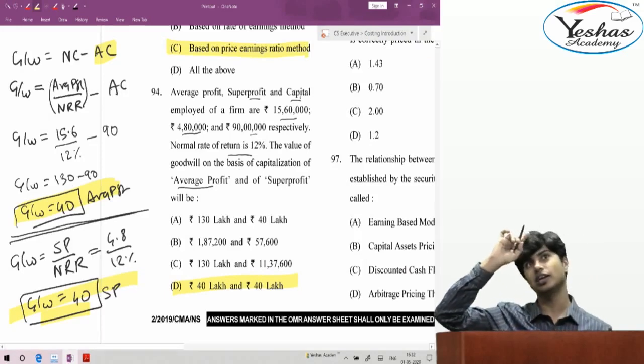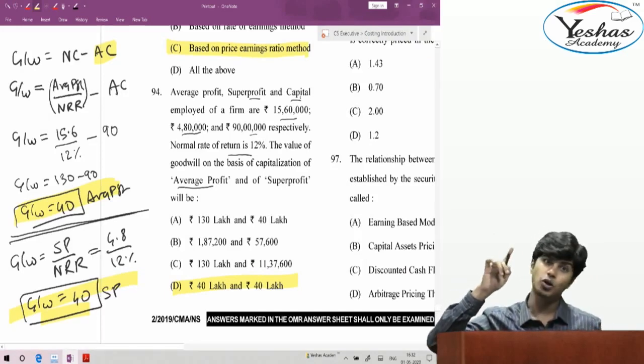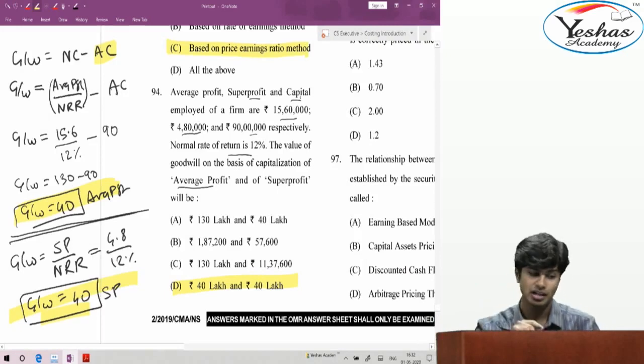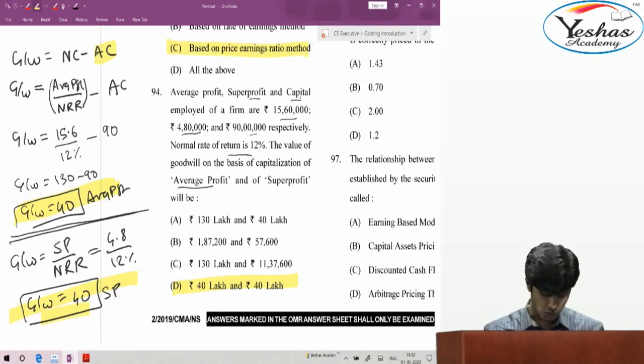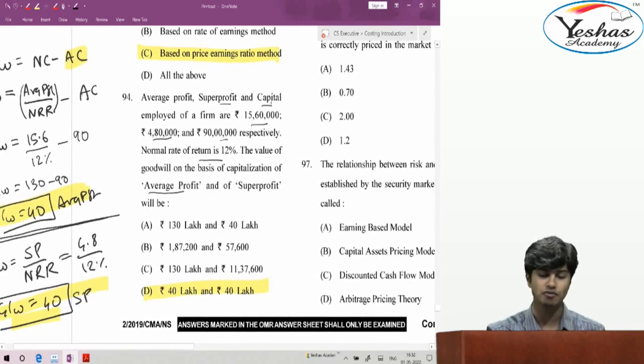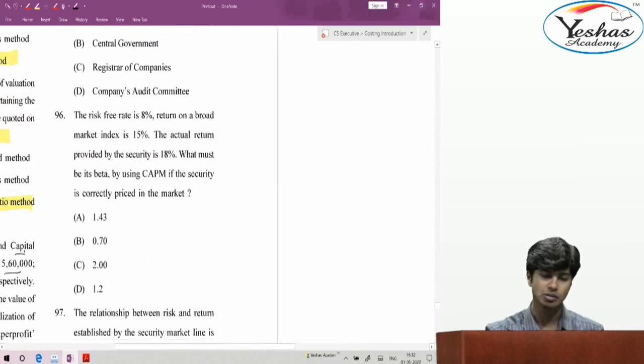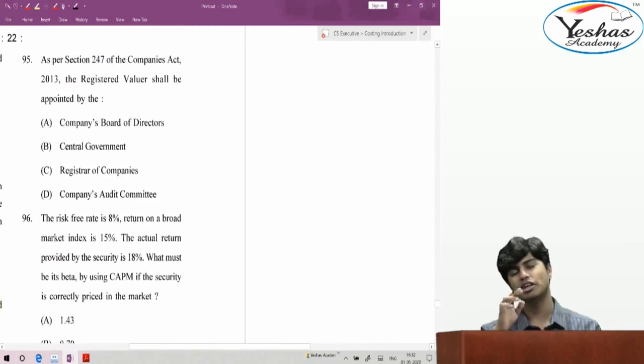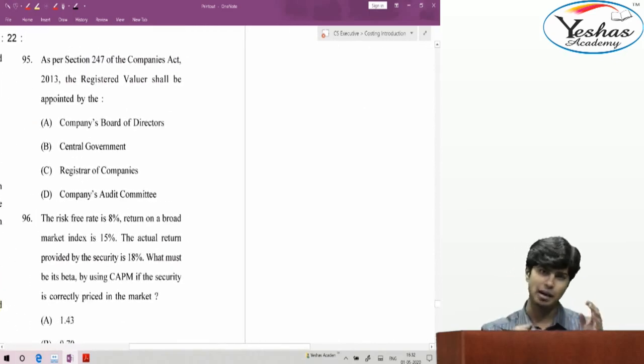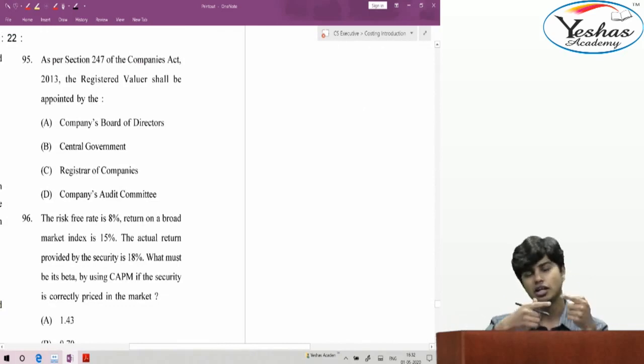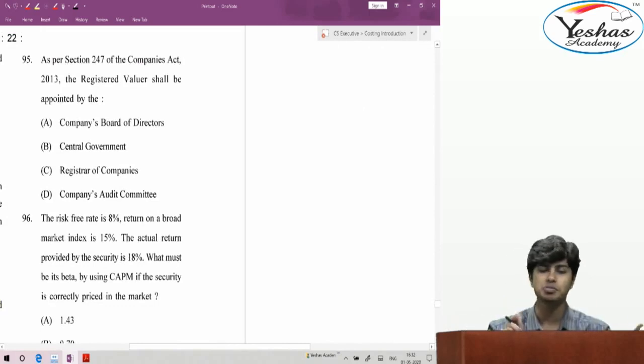Initially in the third question or something that we did regarding share capital, there also I told you people usually tend to make mistakes, and the same is the case here. So get along with this one and do it correctly. So let's now do question number 95. So the 94th one is done. The answer is option D, 40 lakh in both the cases. In fact, super profit method and average profit method capitalization are like vice versa of each other. So usually you should get the same answer, other things being normal.